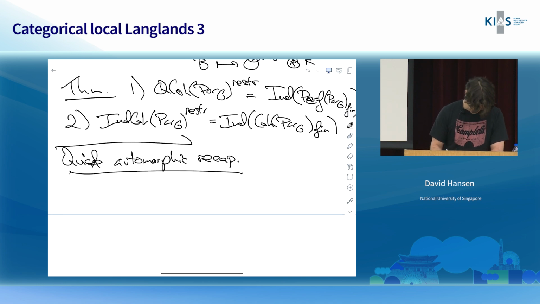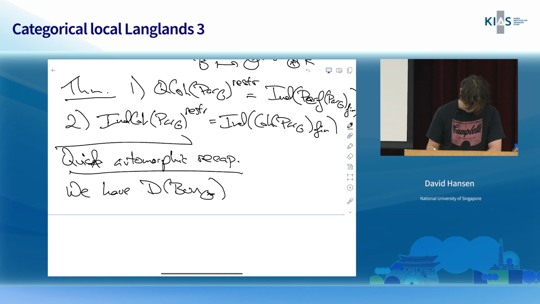OK, so same as before. So we have D of Bun G. This will always mean D-lisse with Q_l-bar coefficients. I'm not going to write that every time.